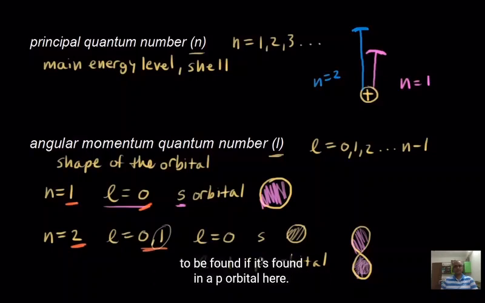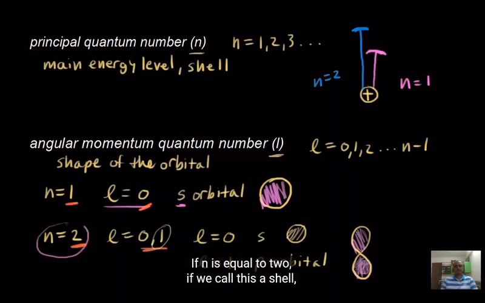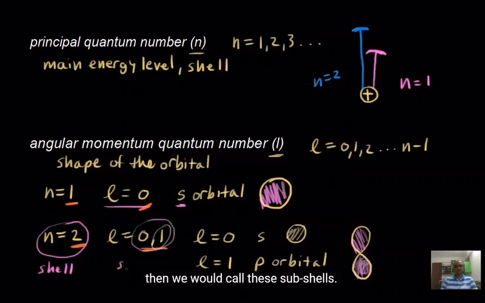Sometimes you'll hear these called subshells, right? So if n is equal to 2, if we call this a shell, then we would call these subshells. So these are subshells here, and again we're talking about orbitals. L is equal to 0 is an s orbital, L is equal to 1 is a p orbital.